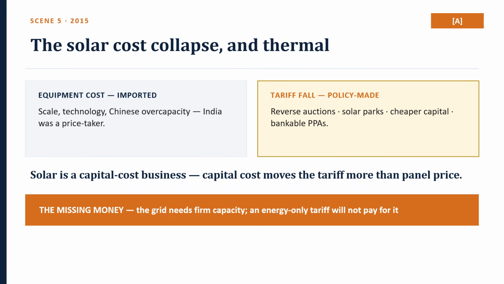So then we are moving to scene number 5, the solar cost collapse and what it did to thermal power. We will discuss this in the next class.